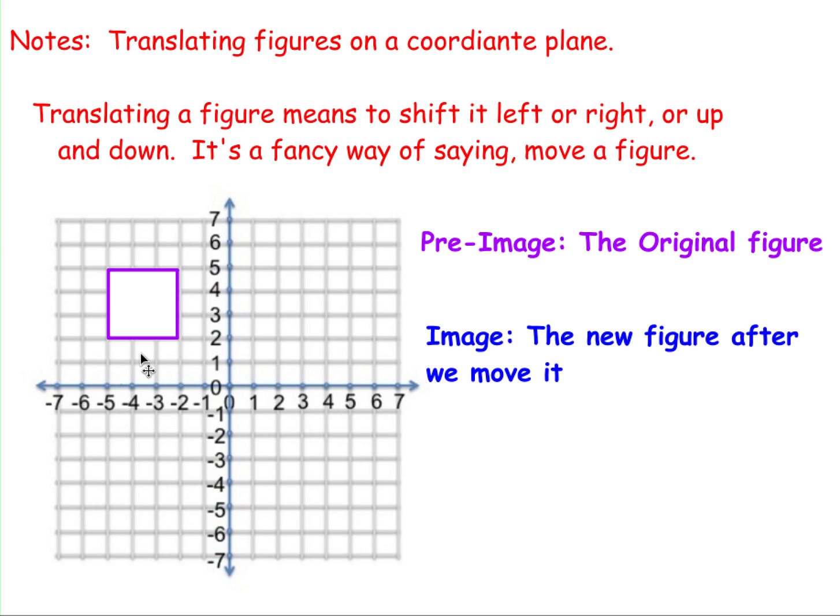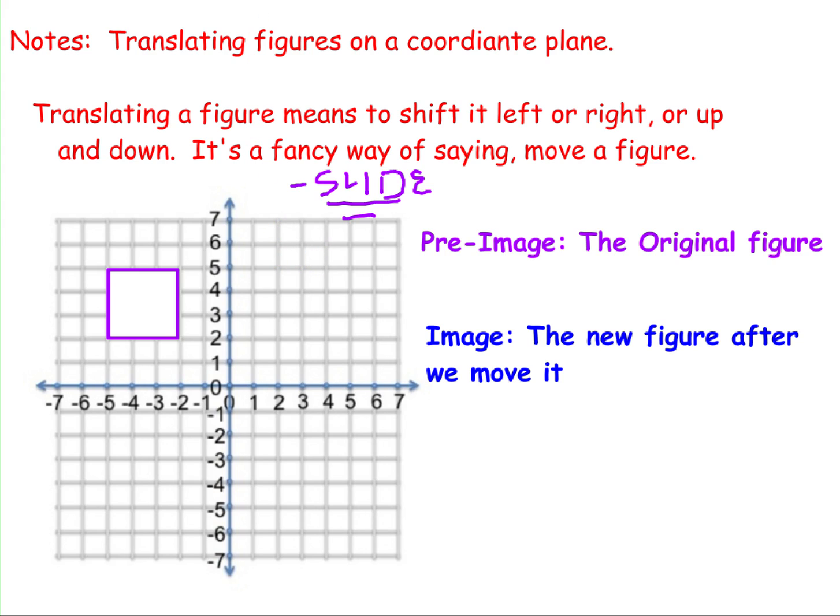Here I have a coordinate plane, my graph, and a square that's on that graph. If I wanted to translate this figure, I'm going to be moving it either left and right, or sliding it up and down. So we're just sliding the figure. Another keyword we can write here is slide. If we're translating a figure, we are going to slide it.